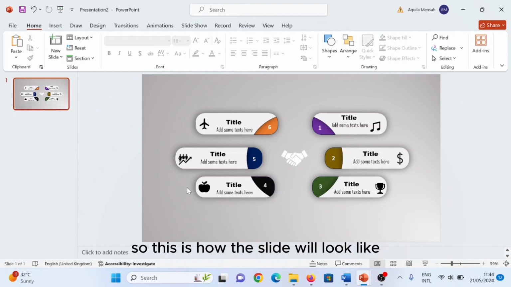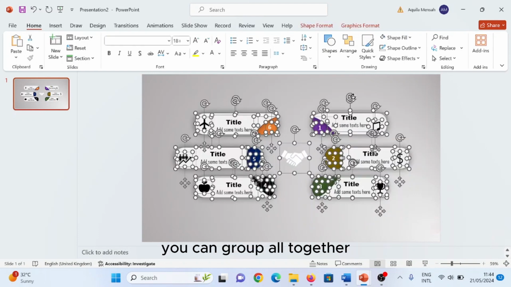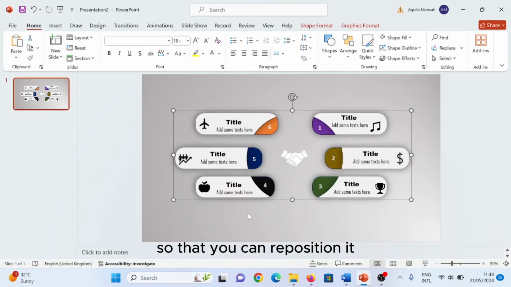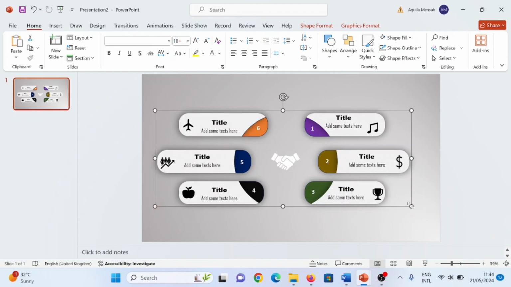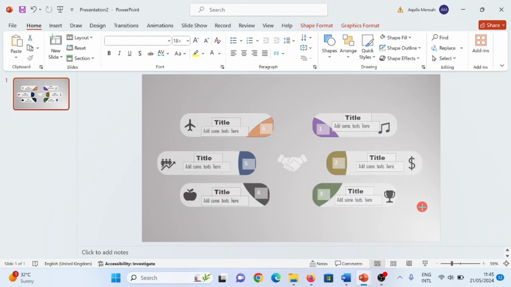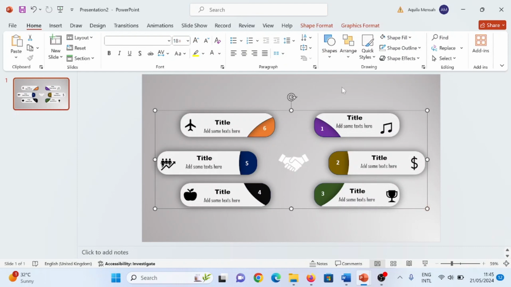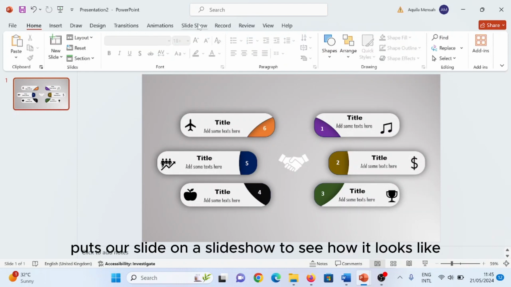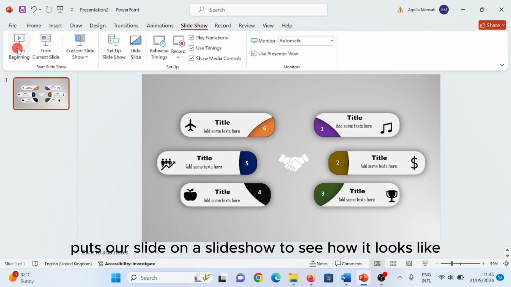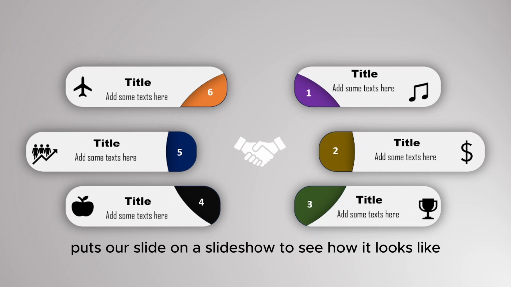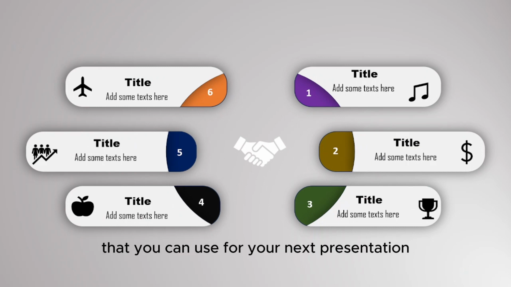So this is how the slide will look like. You can group all together so that you can reposition it. Let's put our slide on a slideshow to see how it looks like. Good. So here is our PowerPoint slide that you can use for your next presentation.